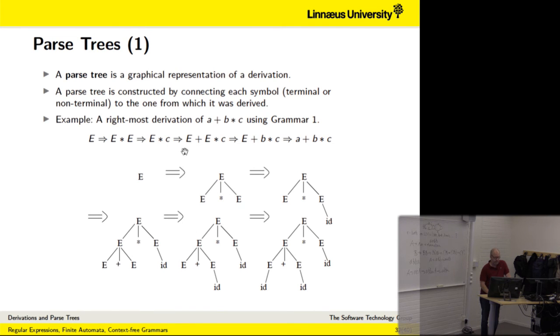In the next step, we are replacing the first one with E plus E. Then we are adding E plus E here. We are then replacing this one with an identifier and later on this one with an identifier. So each step in your derivation adds more parts to the tree. So the tree is the result of your derivation when we are talking about how to represent them.